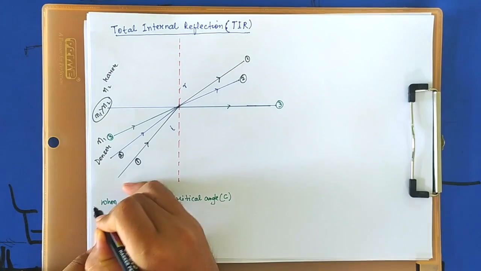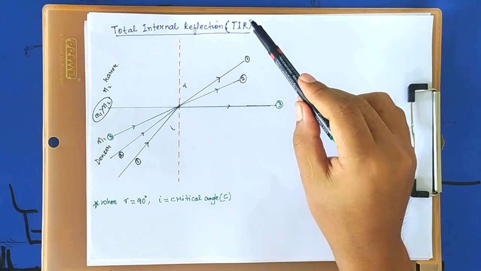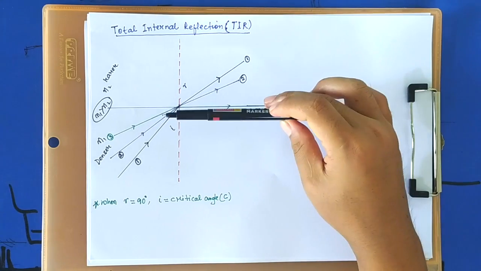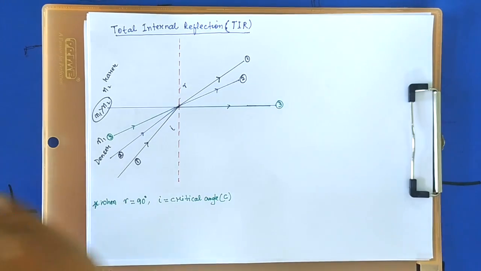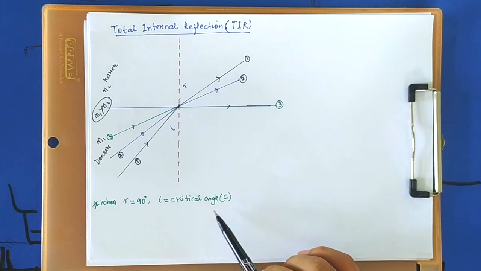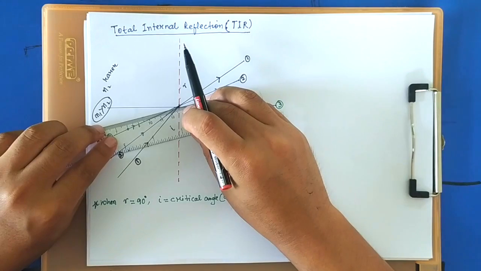So again, total internal reflection. Angle of refraction is 90. If the angle of incidence increases beyond the critical angle.